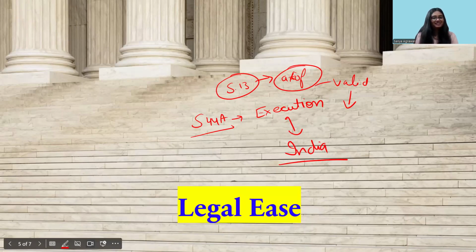So I hope things are clear related to foreign judgments and their execution in India, and how they are considered valid, and how res judicata is applicable on them.